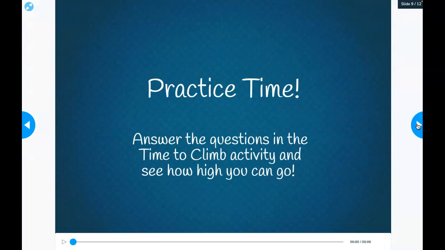The next slide tells them it is time to practice. They are to play the activity Time to Climb and answer the questions to see how high they can climb the mountain.